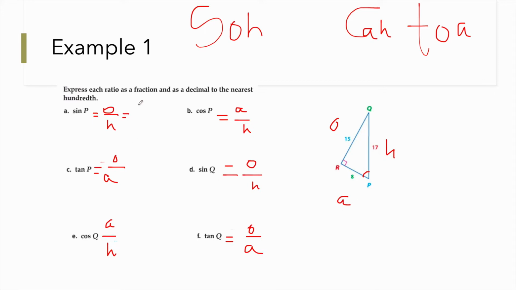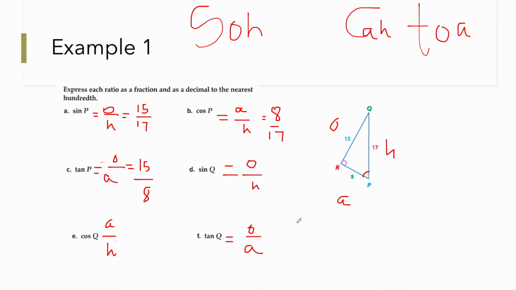What is my O? 15 divided by 17. O over A, 15 divided by 8. Okay, again, P, 8 divided by 17.